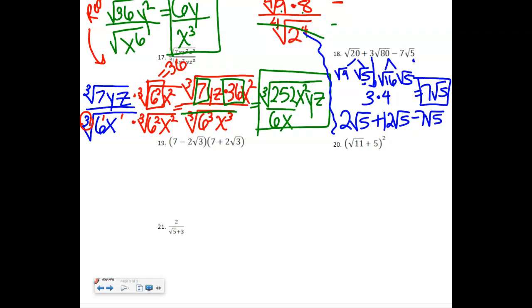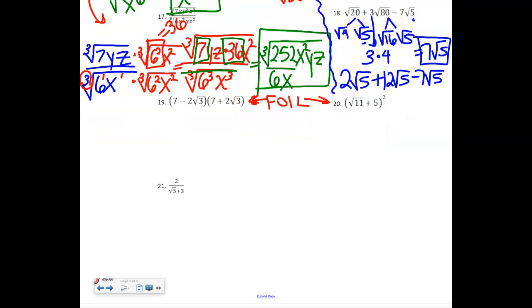In our next section, we are foiling. So reminder, when you have a parentheses times a parentheses, we are foiling. I need you guys to notice that on 19, they have different signs, but same stuff inside. So reminder, something special is going to happen there. So I'm going to FOIL. So I'm going to have 49. When I multiply this here, reminder the 7 can go to the 2 because they're like terms. It can't go to the 3.